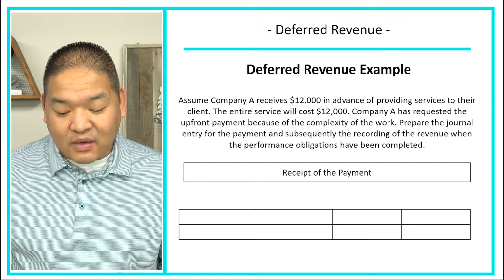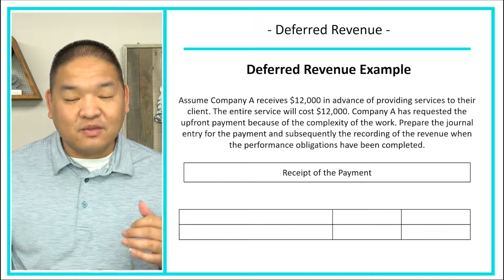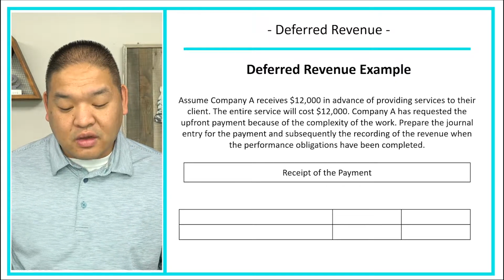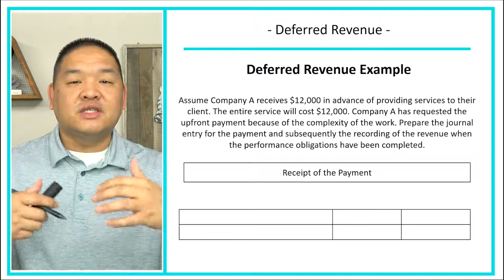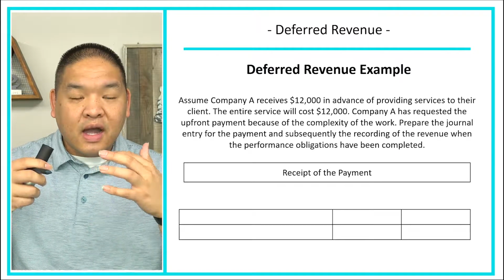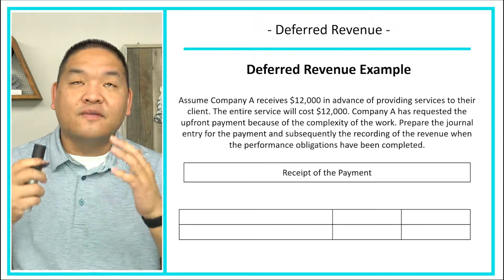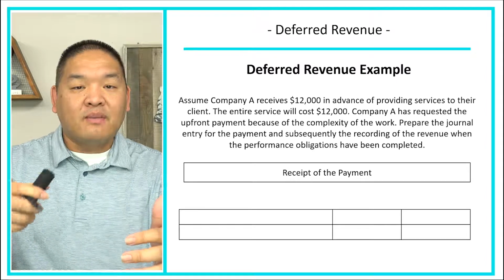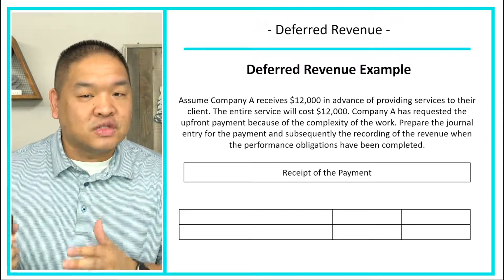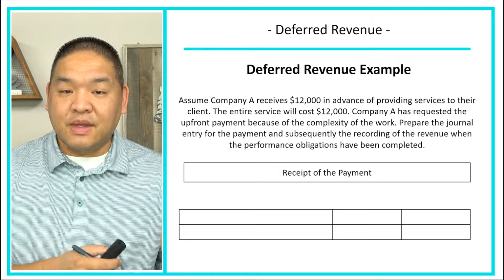So assume company A received $12,000 in advance of providing services to their client. The entire service will cost $12,000. So this is not just a deposit. This is a full deferral of revenue. They're giving us all the revenue up front, but we can't book it because we haven't earned it yet. We haven't done the performance obligation.